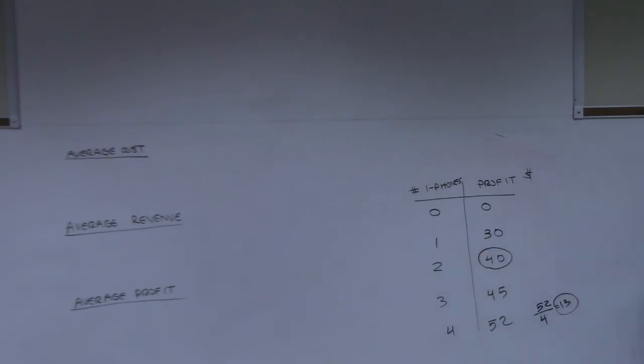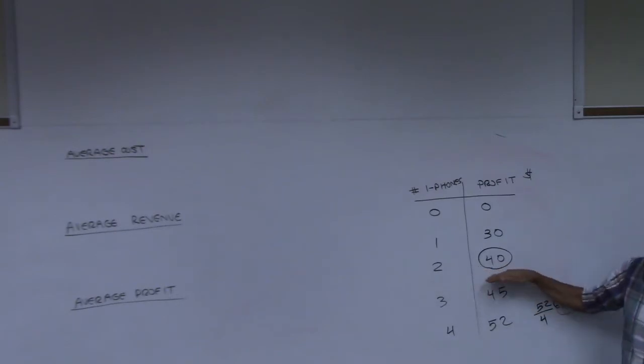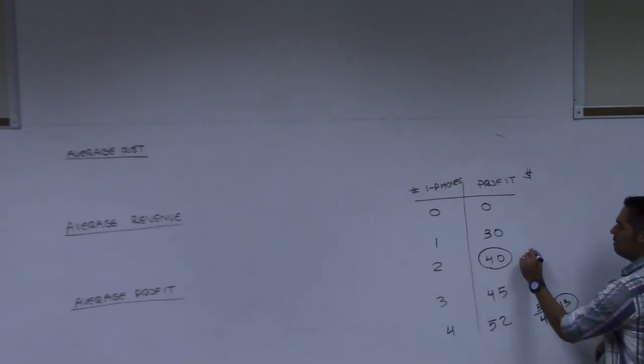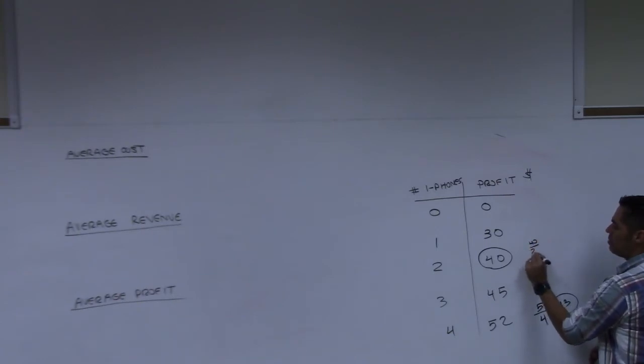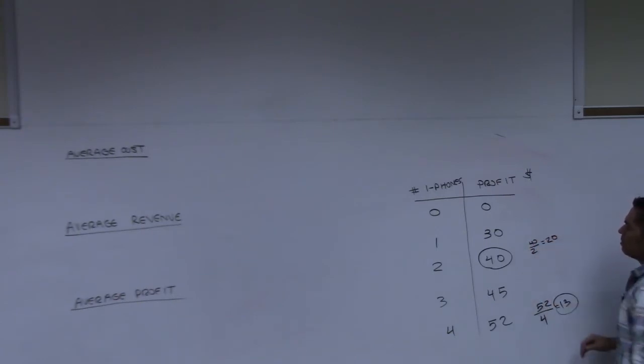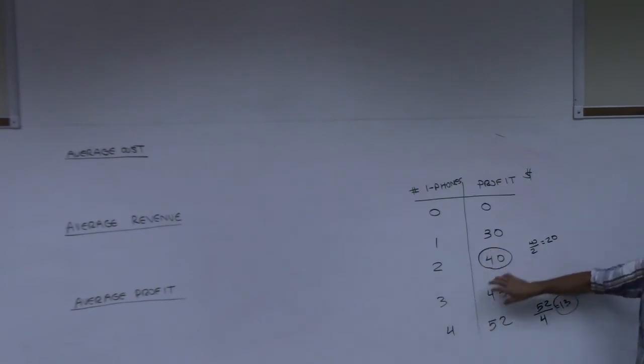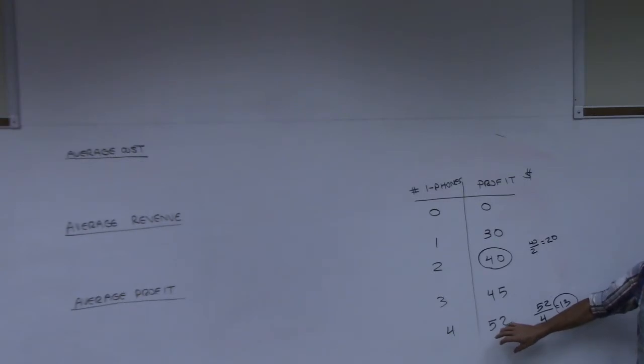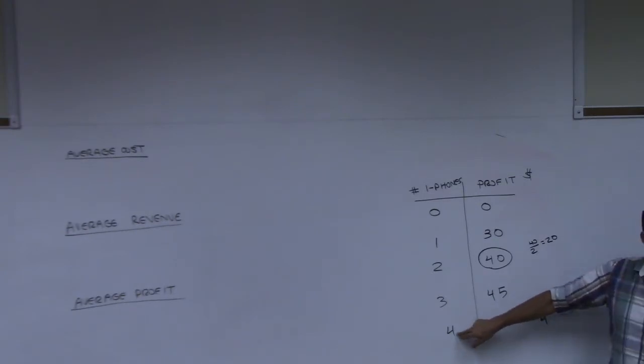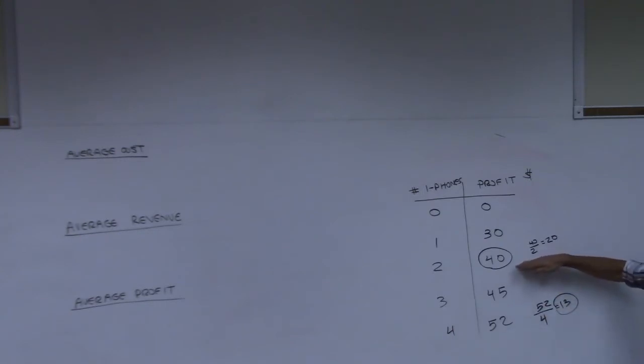When I sold 2 phones, what was my average profit here? It was 20. So if I take 40 divided by 2, I get 20. So if you're looking at your average profit per phone or per unit, it's the total profit divided by what? The number of phones you sell, right? And you can tell here I had a better average profit per unit than I had here, right?